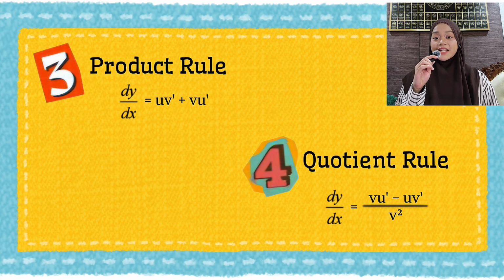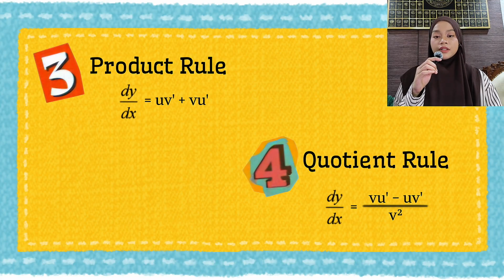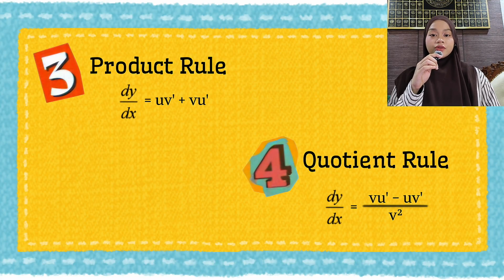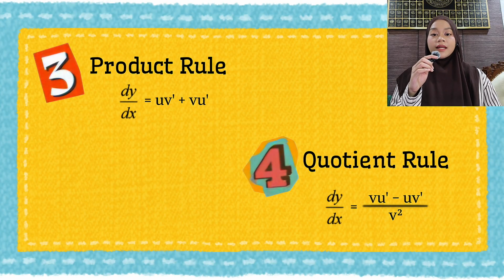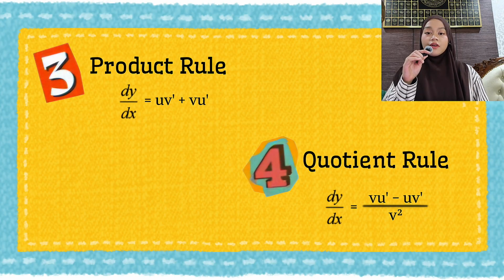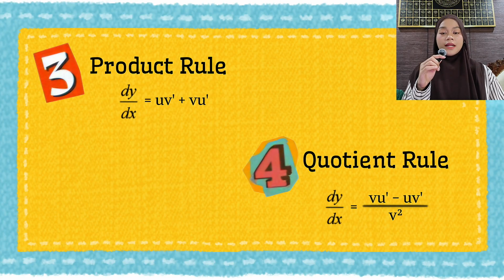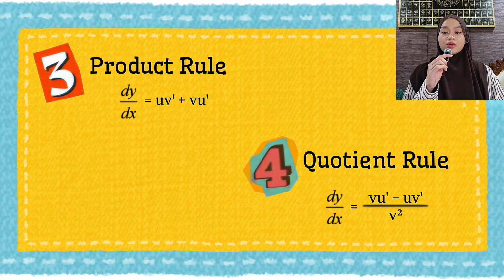The third technique is product rule. So product rule is used when two functions are multiplied by each other. The formula is dy/dx equals uv prime plus vu prime. The fourth technique is quotient rule. So quotient rule is used when two functions are divided by each other. The formula is dy/dx equals vu prime minus uv prime over v squared.